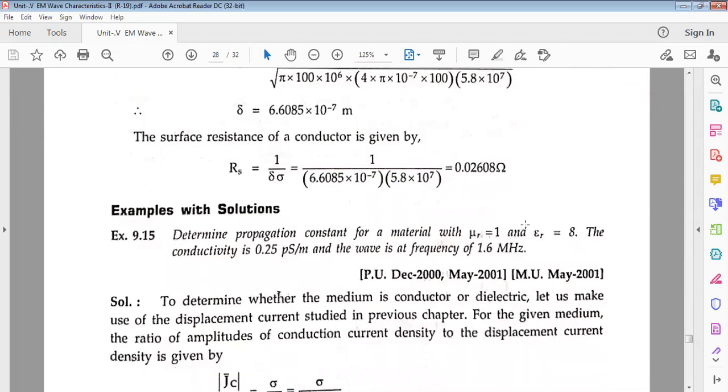Okay. Similarly, in the other examples, determine the propagation constant of a material whose mu r and epsilon r are given.